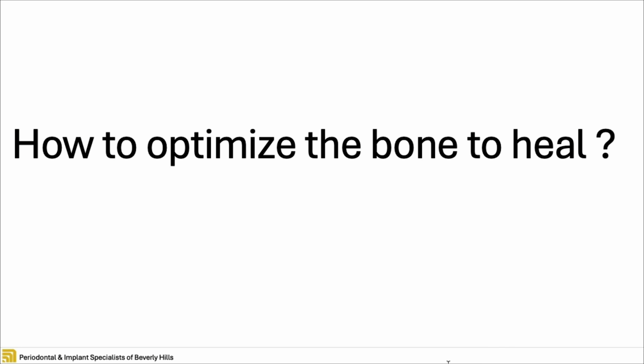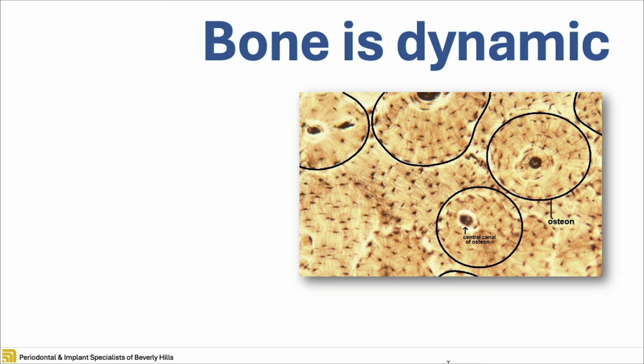So how can we optimize bone? Because bone is obviously what implants need. They need stable bone and the process called osseointegration. We need to understand bone. We need to understand how bone works. And we need to know that bone is a dynamic structure. It's not rock. It's not cement.